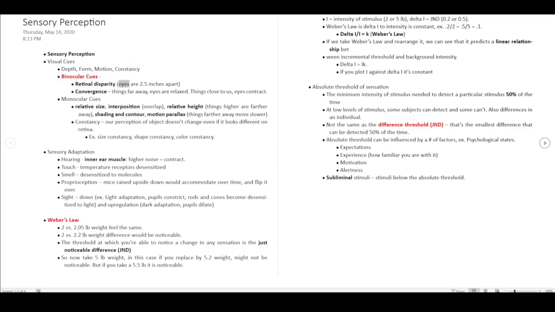Retinal disparity: eyes are 2.5 inches apart. Convergence: for things far away, eyes are relaxed. Things close to us, eyes contract.